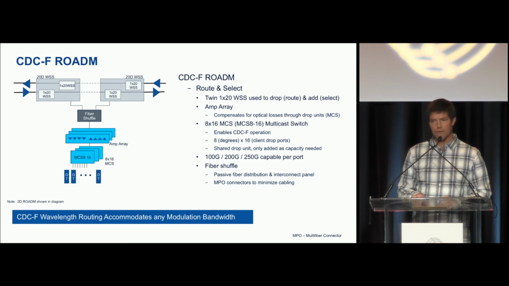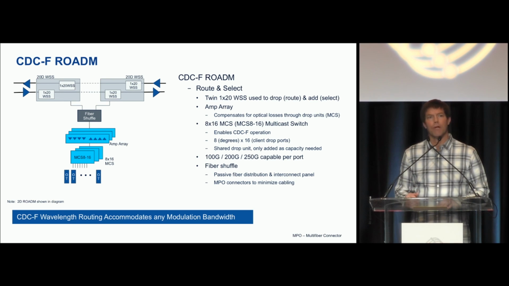CDC-F is a very complex beast from an architecture perspective. The benefit, of course, is this MCS, or multicast switch, at the bottom, which allows me to drop the same wavelength multiple times at a given site, so there is no contention occurring at the drop site in that location. And the ability to do flex grid, so I can now do higher modulation techniques, 200 gig, 250 gig, 400 gig, as well as support super channels, which give me better spectral density.